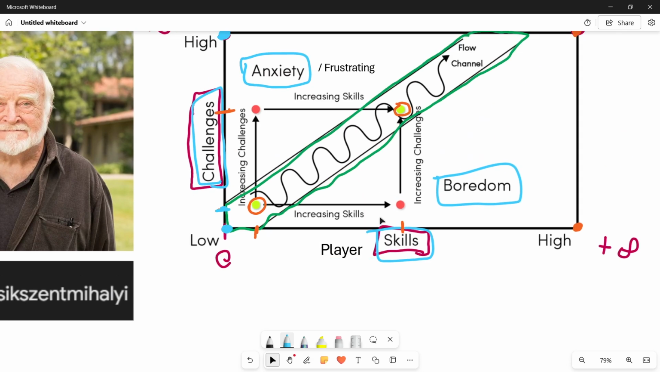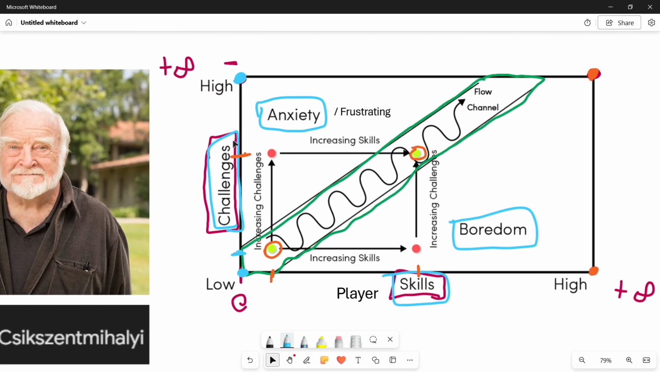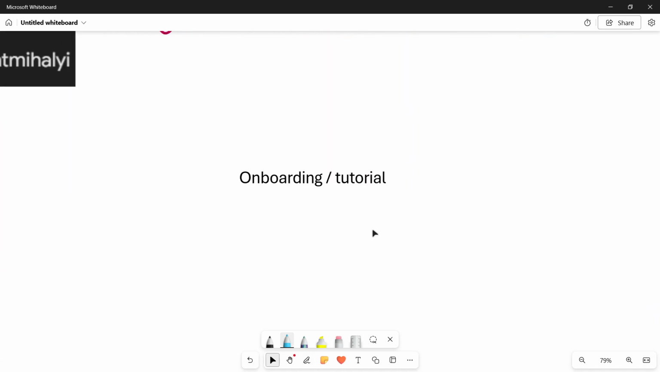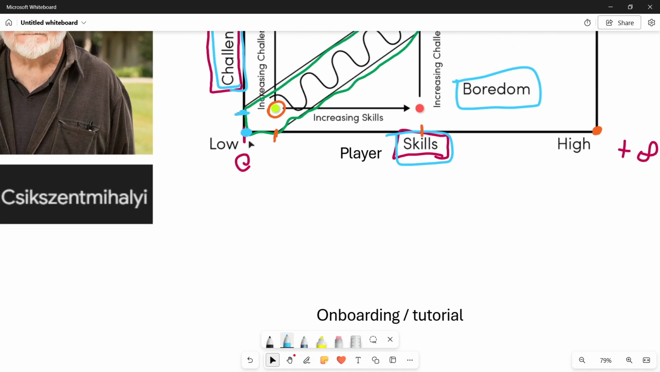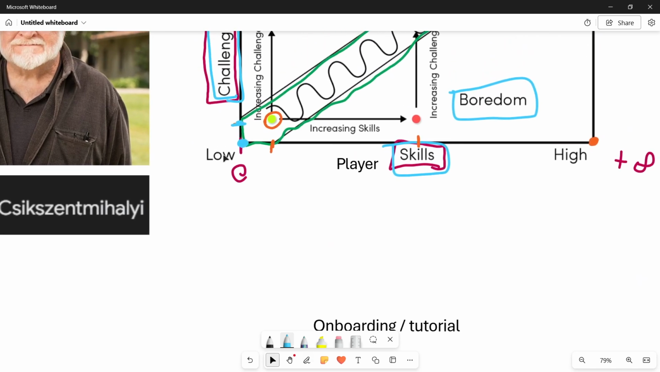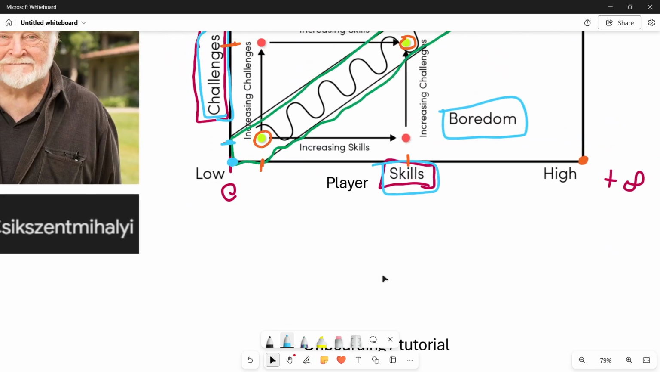If you don't have that, the player skills will still be null. And if you start putting more and more challenges, the skill would not have grown, and therefore the player is gonna feel anxious or frustrated, okay? So that is a way of understanding this player psychology. And talking about the onboarding or tutorial, you can understand why this is so important, because it's the first step in a game session, okay?